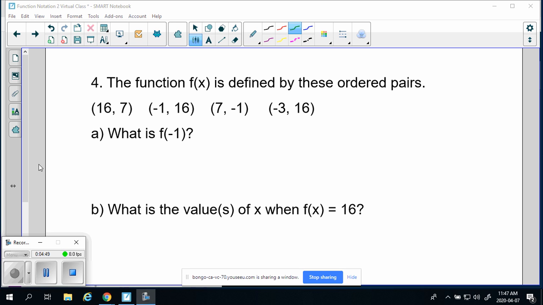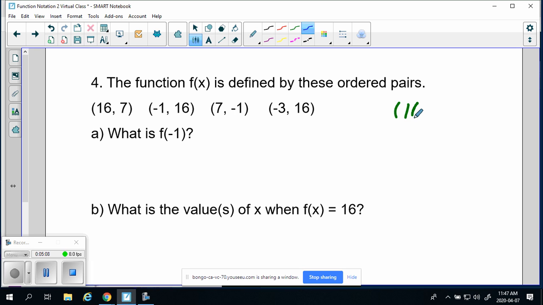So in this example, number 4, they have defined a function not as an equation, not as a graph, but as a set of ordered pairs. A tip for you guys whenever you see something like this is that if you write the ordered pairs one on top of the other, it's going to make things a little bit easier for you to see.